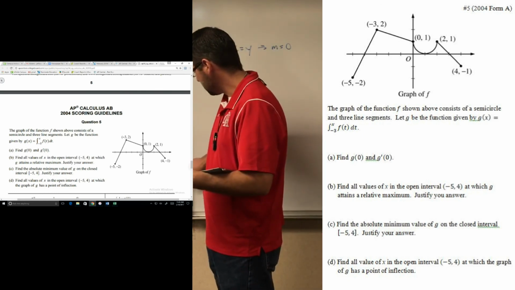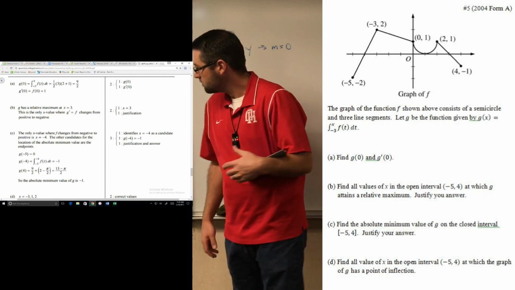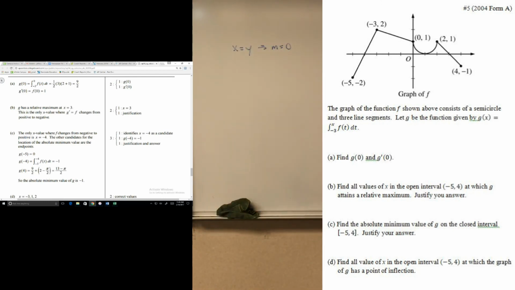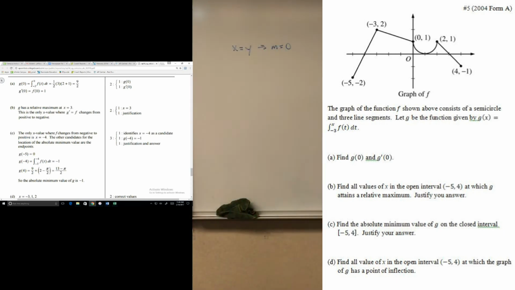And let's just put your answers up here and see what you got. Grade yourself. Hopefully you did this with a little bit of integrity, right? And then you can really see where you're at. Let's see, part A, g of 0 was 9/2. G prime of 0 was 1. And you get 1 point for each one of those.